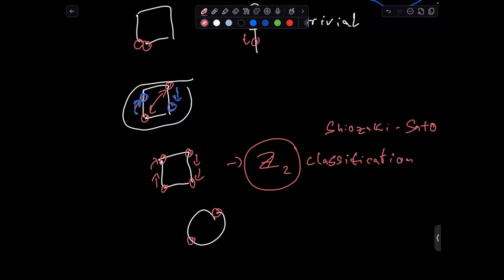They can. That's why chiral is not enough. We need inversion symmetry. That's exactly the reason why we need a spatial symmetry to protect that.